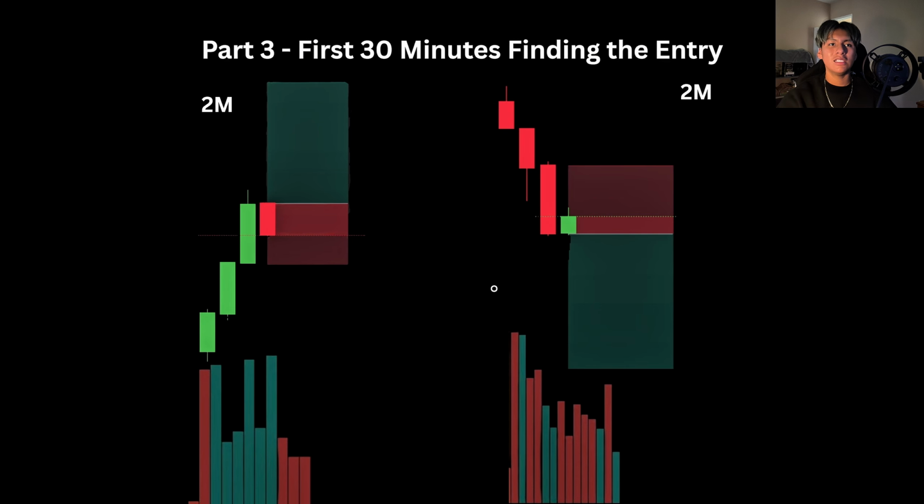I call these the Pac-Man candles, and that's why I also call it the Pac-Man candle setup. This is an example of us pushing towards the upside, and this is an example of pushing towards the downside. Stop loss will always be on the previous candle. All we want to see is candle containment.